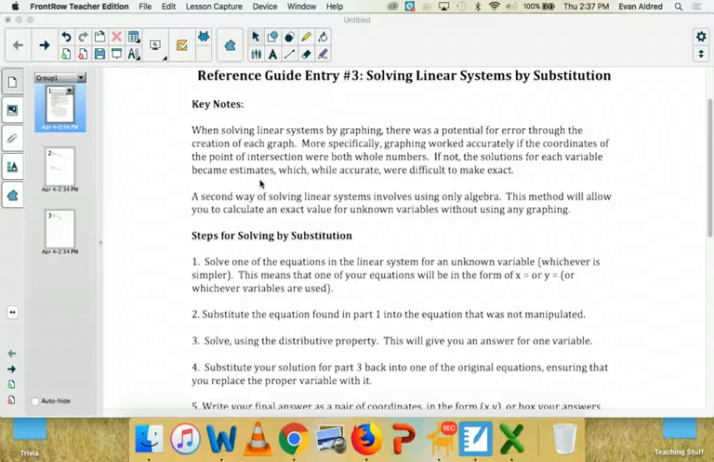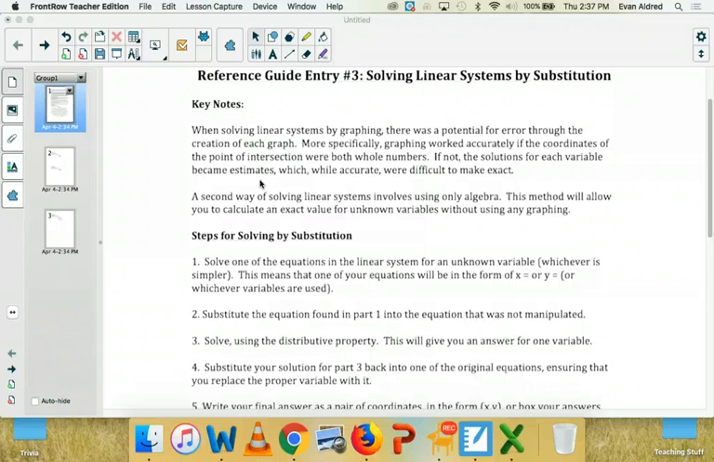This video will look at reference guide entry number 3 from unit number 7, which is our first algebraic way of solving linear systems, a process called substitution. Now in reference guide 2, we looked at a method for solving linear systems by way of graphing, which was really useful in terms of getting our lines on the graph and finding the place where they intersect.